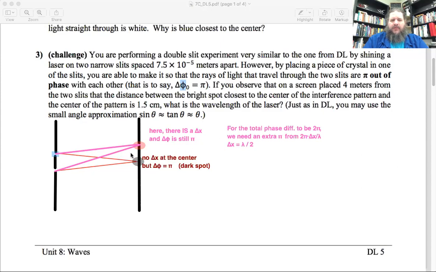So that means in order to get the very next bright spot beyond the dark spot at the center, we need delta x, the difference between these two path lengths, to be exactly lambda over 2, half a wavelength. And note that without the phase shift, if the only difference between the waves was a path length difference of lambda over 2, what kind of interference would you expect that to be?